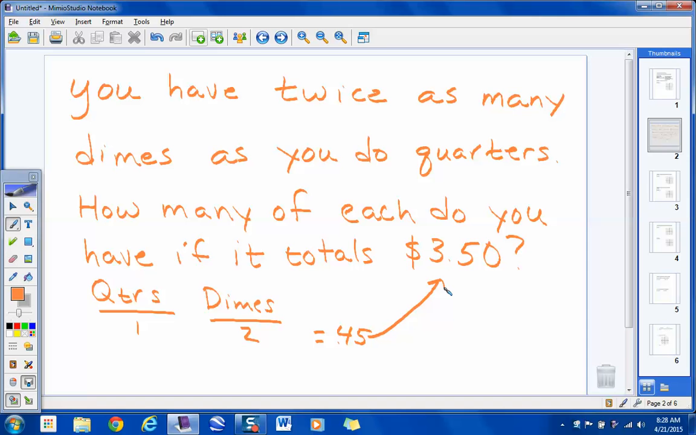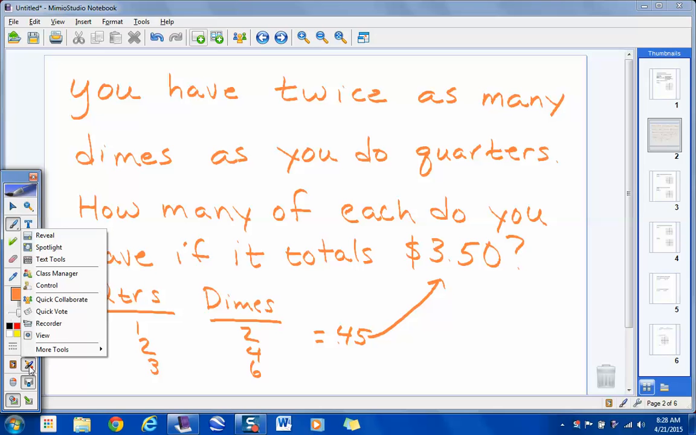Not sure. Let's just keep counting along. If I had 2 quarters, how many dimes would you have? 4, right? Let's see, this would be 50 cents, wouldn't it? And this would be 40 cents right here, wouldn't it? Does 50 and 40 total $3.50? Okay, so let's try the next one. How about 3? 3 quarters, and that would make this 6 dimes, wouldn't it? Because you have twice as many dimes as you do quarters. See, 3 quarters is 75 cents, right? Isn't 3 quarters 75 cents, gang? Yay or nay?